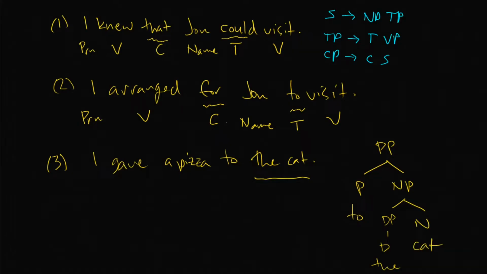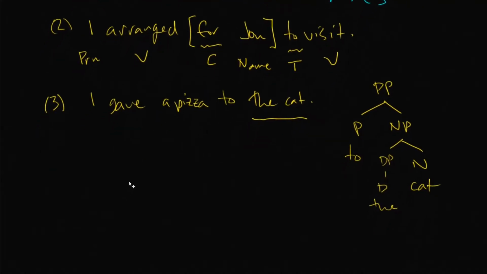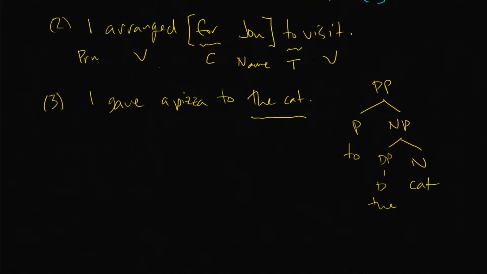For, you might think, is behaving more like a preposition. There is a noun phrase that's coming directly after it. So John is a noun phrase. Now if this stuff right here really were a prepositional phrase, we'd probably want to think of a verb like arrange as having two complements, a prepositional phrase, and maybe we could call this a TP.